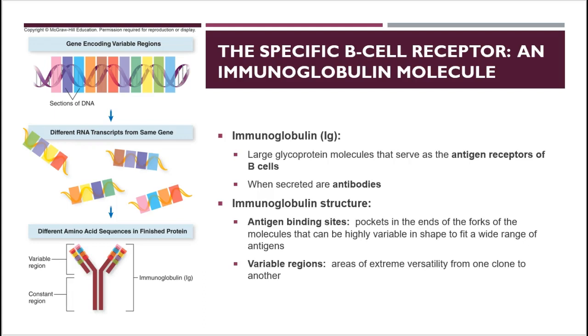This variable region is the region that, because of the number of different gene segments and the way that they can be rearranged, is going to result in a very specific shape that's going to recognize a very specific antigen.